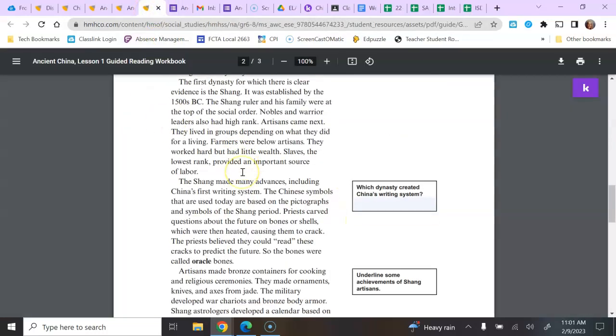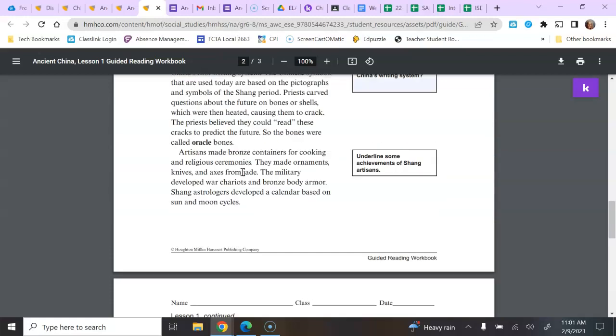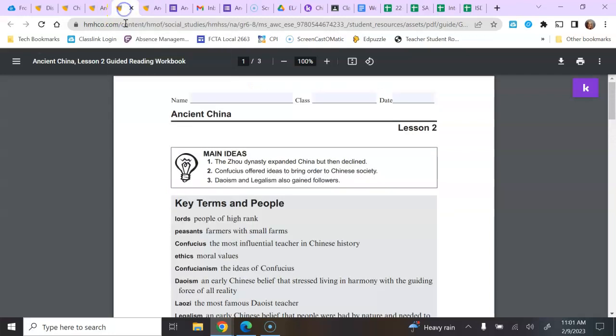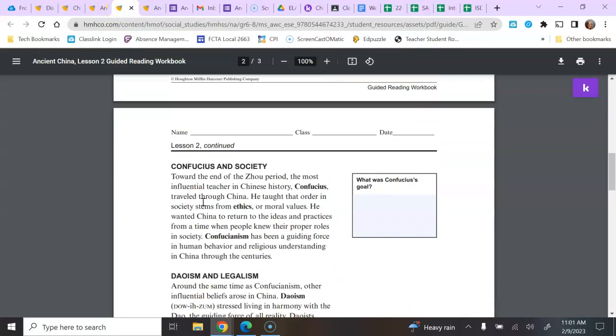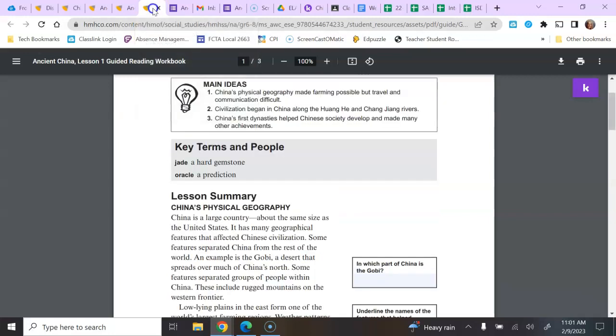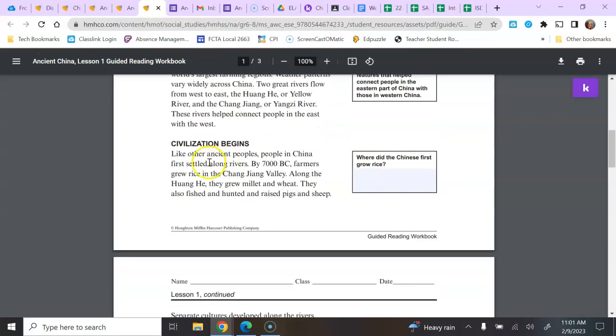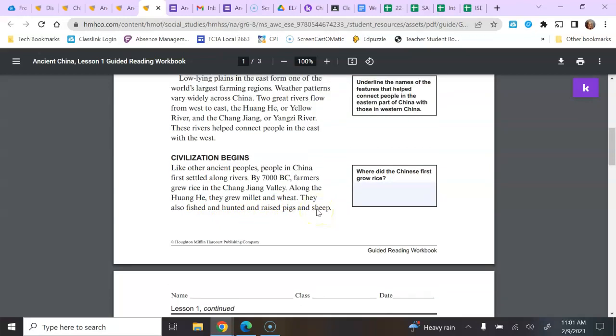So if we go to, let's see if it's in, I don't think it's going to be in this first one. I think it's in the second one. Nope, it should be in the first one. So like other ancient peoples, people in China first settled along rivers. By 7000 BC, farmers grew rice in the Changjiang Valley. Along the Huanghe, they grew millet and wheat. They also fished and hunted and raised pigs and sheep.